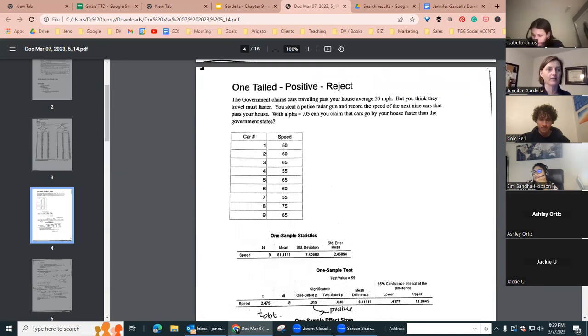The government claims that cars traveling past your house average 55 miles per hour. But you think they travel much faster. You steal a police radar gun and record the speed of the next 9 cars that pass your house. With alpha equals 0.05, can you claim that the cars going by your house are faster than what the government states?